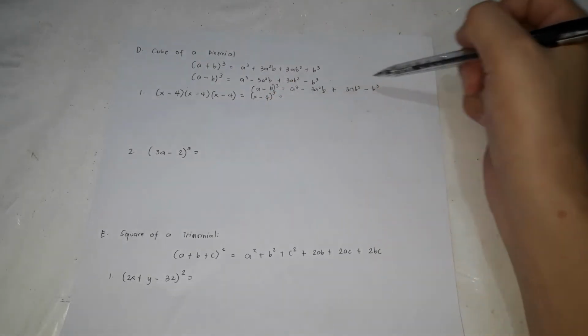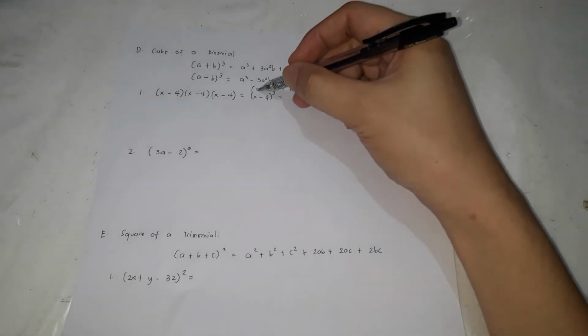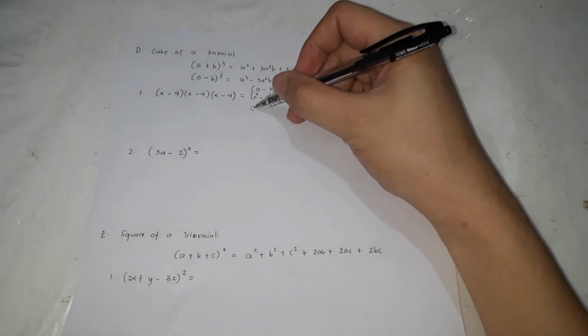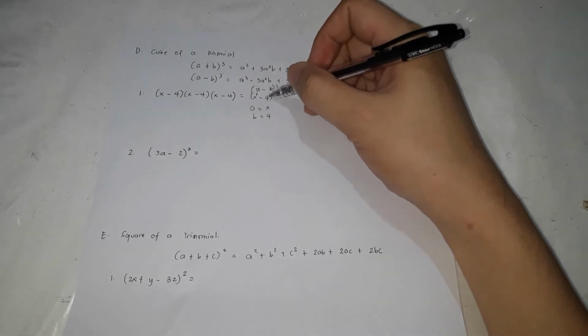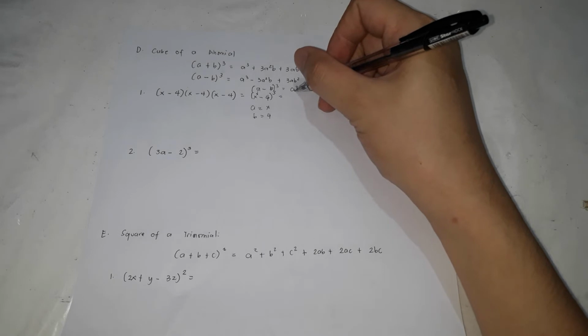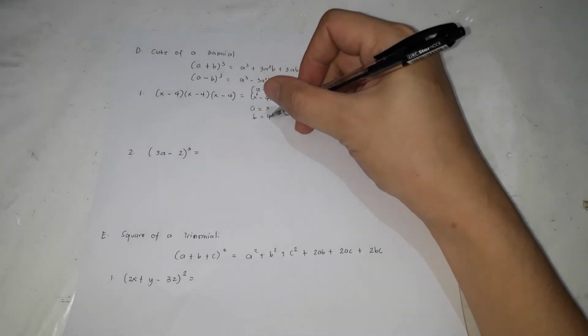But if you're going to use the pattern, it is easy. So, a is x, b is 4. Here, a, we replace with x, and b, we replace with 4.